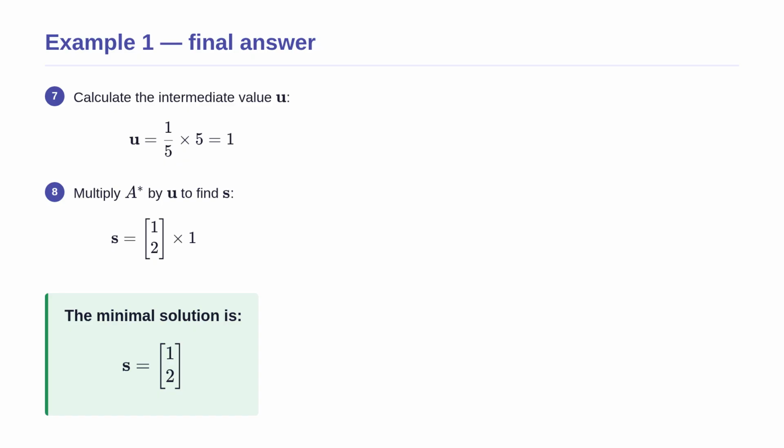Now we have all the pieces to find our final answer. We calculate our intermediate value u by multiplying the inverse we just found, 1/5, by our target vector, 5. This gives us exactly 1. Finally, we multiply the adjoint matrix by this intermediate value to get the minimal solution S. The result is the vector with x equals 1 and y equals 2. If we check this, 1 plus 2 times 2 equals 5, so it perfectly solves the equation. Its length is the square root of 5, which is smaller than any other possible solution. We have successfully found the shortest path.